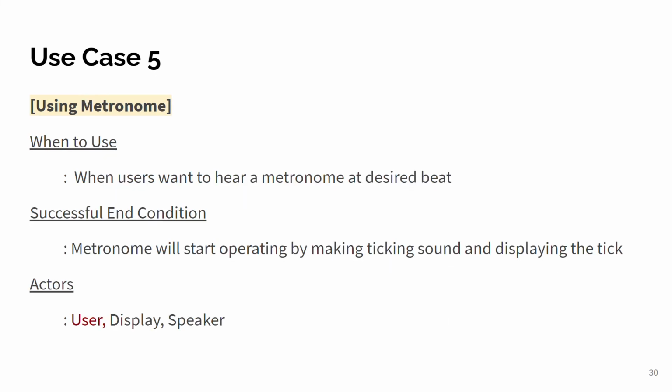Our fifth use case is using a metronome. Metronome is one of the essential devices used by musicians. Conbrio case has its own metronome. This use case ends successfully if the metronome starts to play sound and displays the corresponding tick. Primary actor is the user, and secondary actors are the display and the speaker.